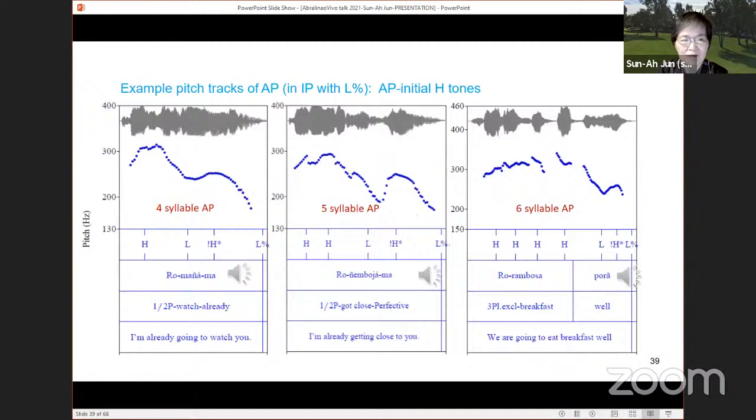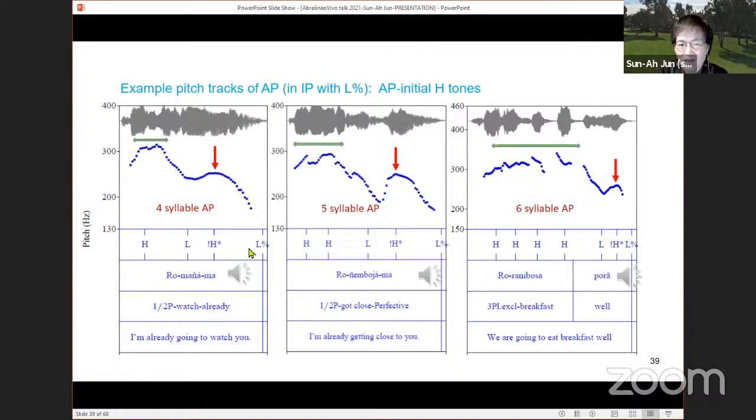Now, this example shows what happens when the AP gets longer, because stress is toward the end of the word. This is penultimate stress, and final stress. So these are all stress syllables, and before that is a low tone. It's all low tone preceding the stress syllable. And before that, the high tone gets longer and longer as the number of syllables increases.